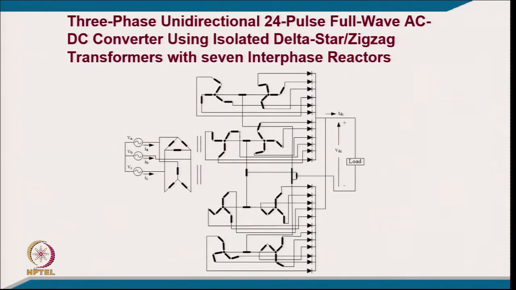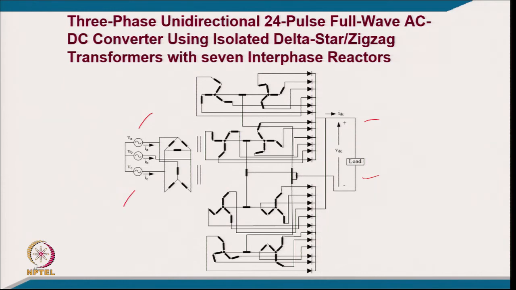Then you have a 24 pulse converter, with a star-delta and a zigzag connection to convert the 3-phase supply into a 24-phase supply, and then we use 24 diodes to create the 24 pulses in the voltage across the load. You can call it ripple in the output voltage. The ripple factor goes on reducing as the THD in the input current also goes on reducing.